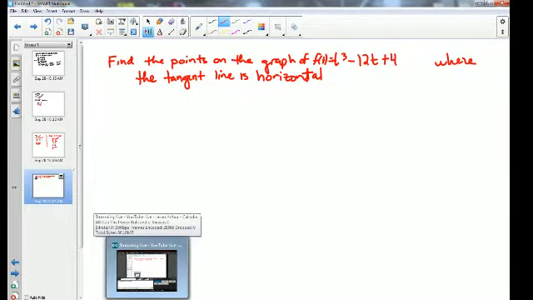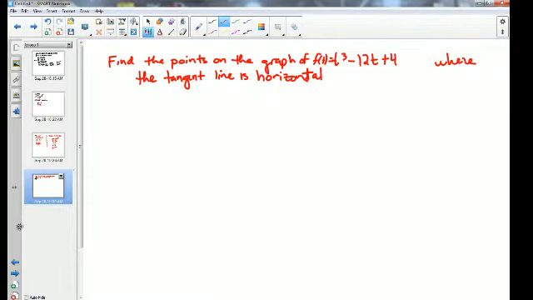Where the tangent line is horizontal. No, he just put the f and x in the front. Oh, okay. It's a t, so f is a function of t. f of x, whatever. Okay.